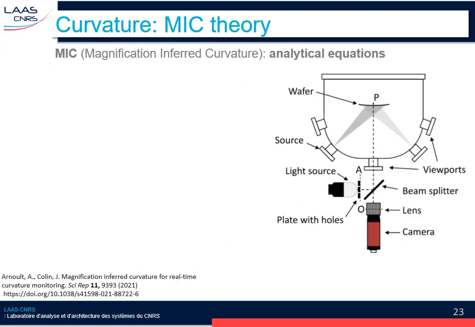Here you can see one of the geometric configurations of the system. There is a white light source with a plate here with holes on it, so this is the object, and here you've got a camera with its lens, and they are looking at the wafer at normal incidence.